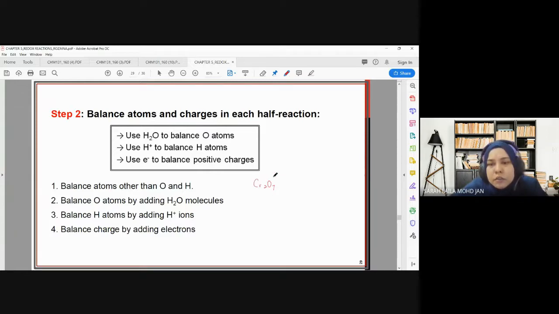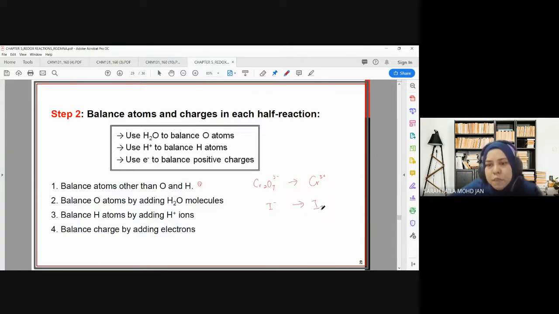Cr2O7 negatif kepada Cr3+. Saya rasa dia tak bawa. So kita akan balancekan dulu selain daripada oksigen dan juga hydrogen. Itu first step daripada untuk balance ni. Sebab tu saya kata ada 8 tadi. Sebab pertama, pecahkan dulu half reaction. Kedua, balance equation ni selain daripada O dan H.